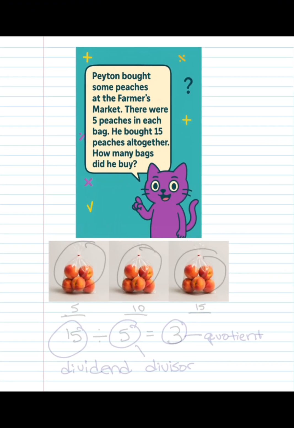Peyton bought some peaches at the farmer's market. There were 5 peaches in each bag. He bought 15 peaches altogether. How many bags did he buy? So this is a visual of what we have. We have 3 groups of 5 peaches. And if we sum those together, there's 15: 5, 10, 15.